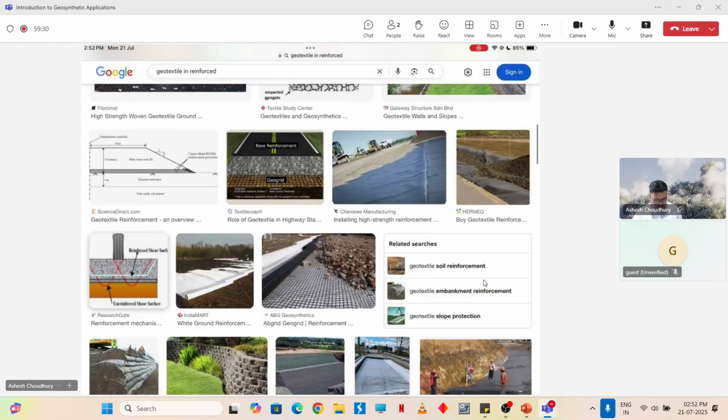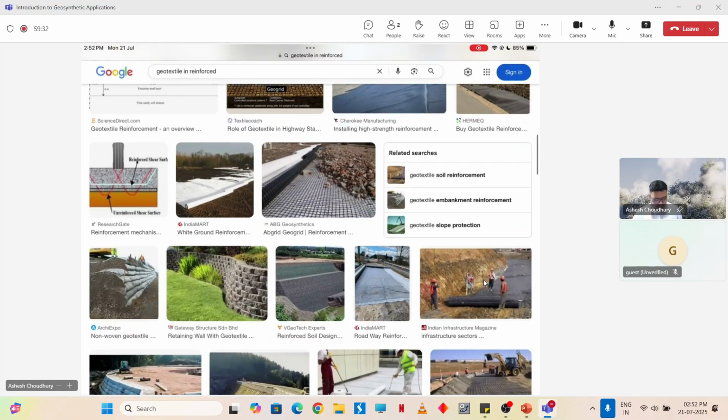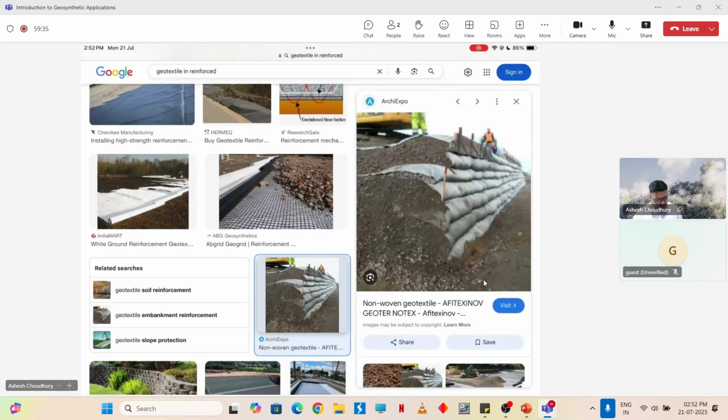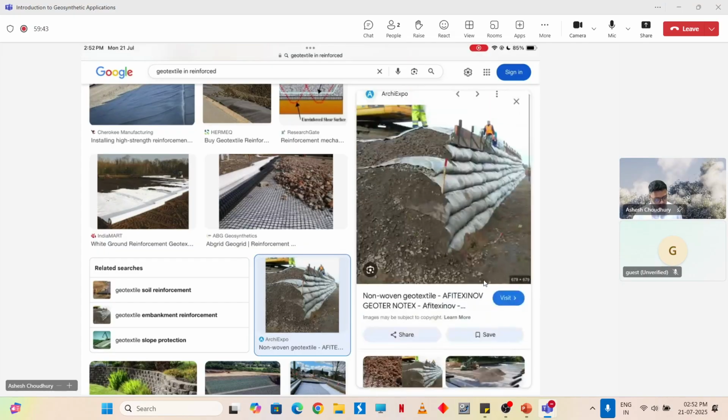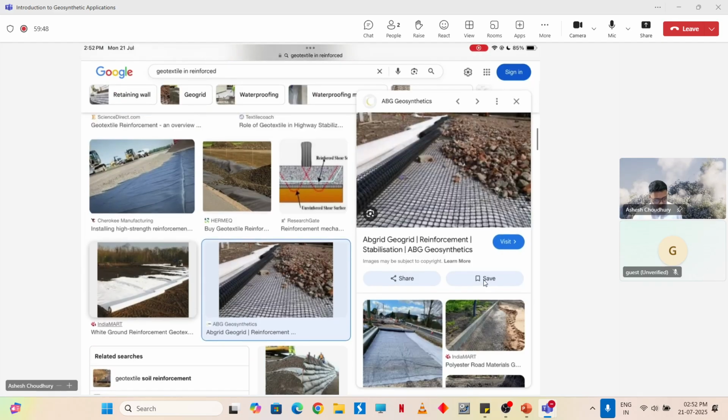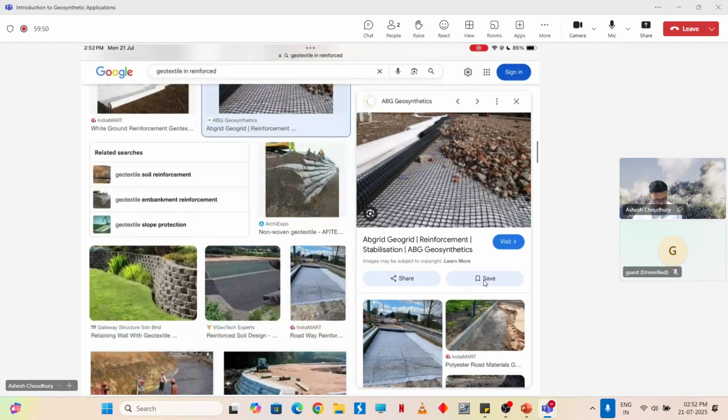So you can see these are some of the applications. This is a geotextile that is used for reinforcement. This is a vertical reinforced earth wall constructed with the help of this geotextile reinforcement. Similarly, here geogrid is being used for the similar purpose, right?